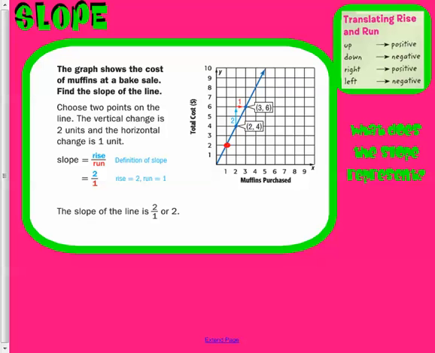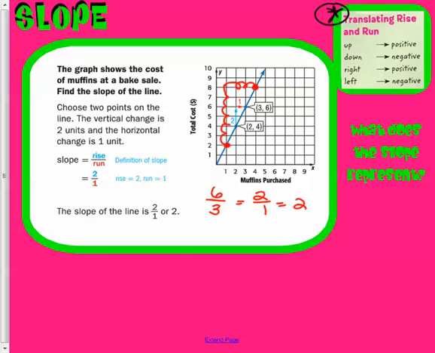I could have picked this point and this point, and it would be rising 1, 2, 3, 4, 5, 6, and running 1, 2, 3, and 6 over 3 is still 2 over 1, or 2. So for the rise over the run, if it goes up, it's positive, and if it goes to the right, it's positive. So up and to the right are positive slopes. If it goes down and to the left, those are negative slopes. Make sure you have this written in your notebook.